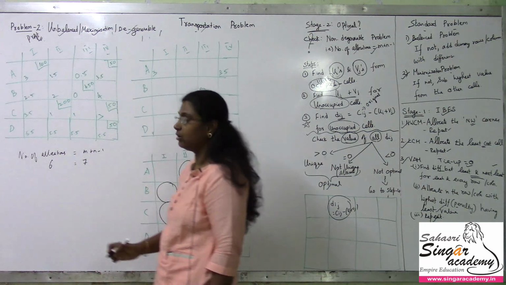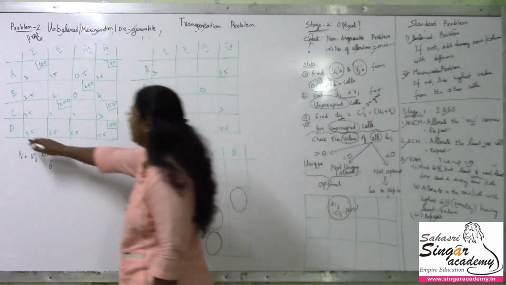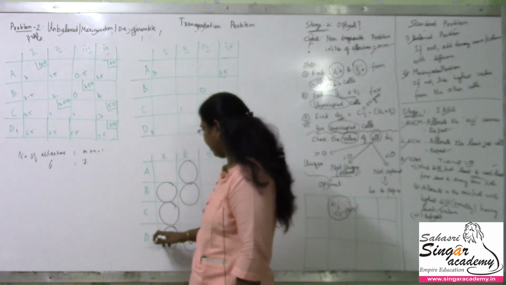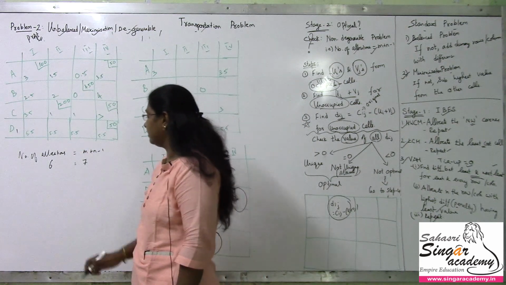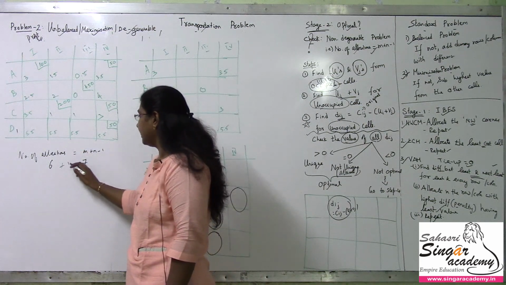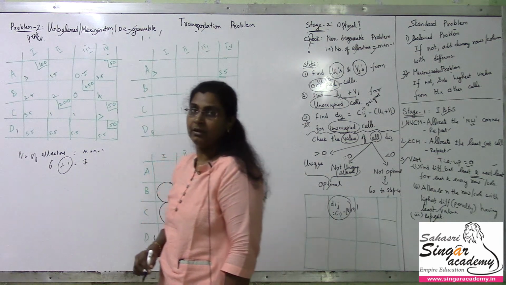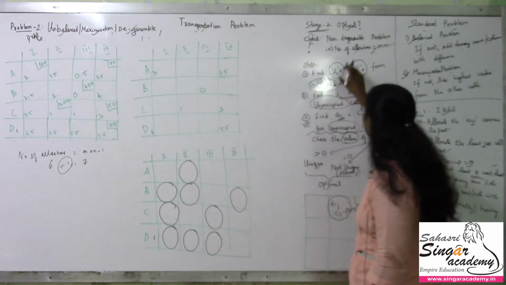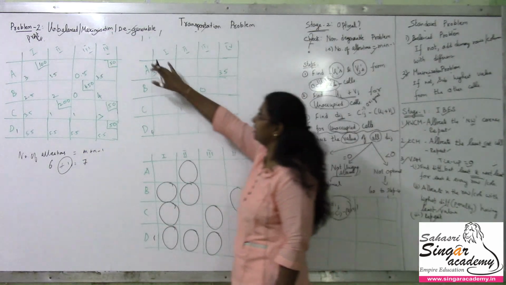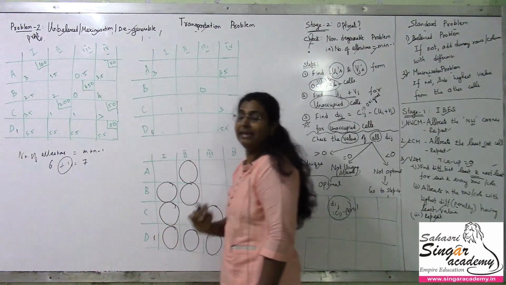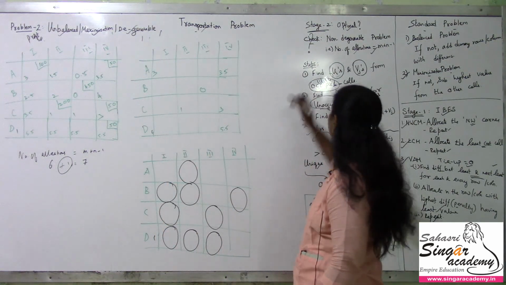M rows, n columns, you have to include even the cell D1, right? Fine. So it should be 7, and there is one shortage. So it happens to be a degenerate problem. If it is a degenerate problem, what do we have to do? What we have to do?